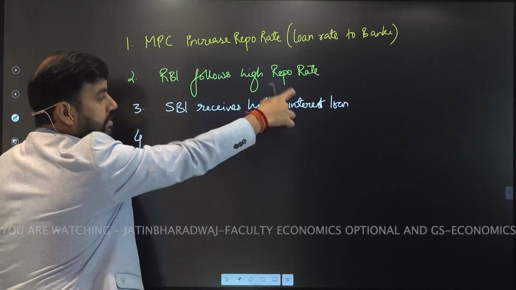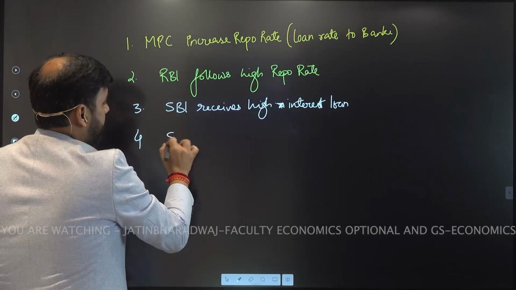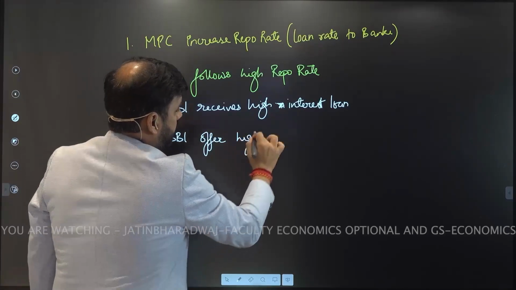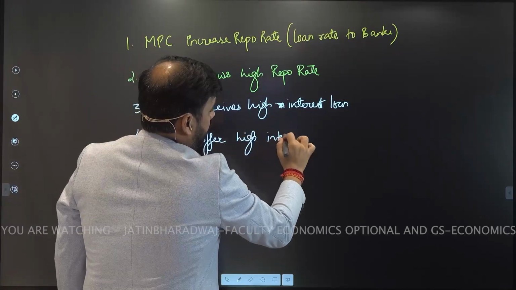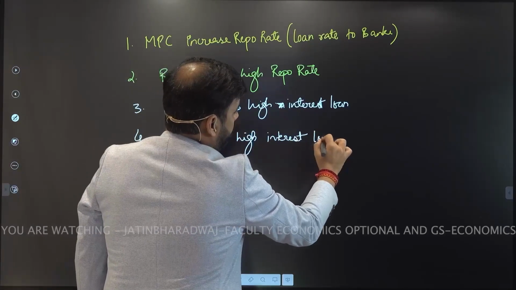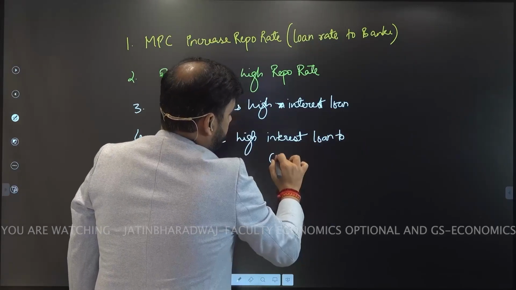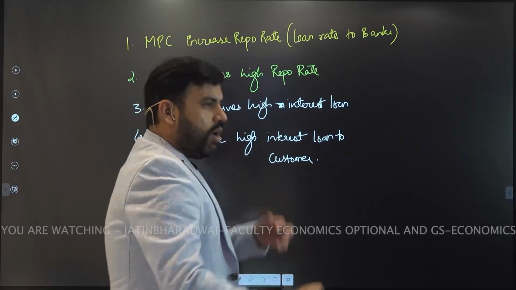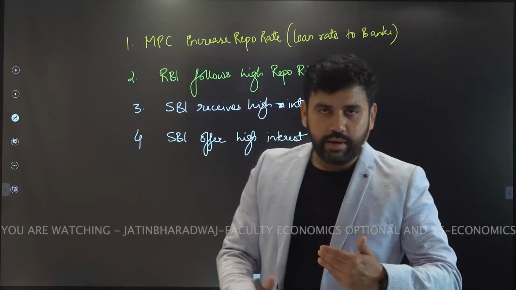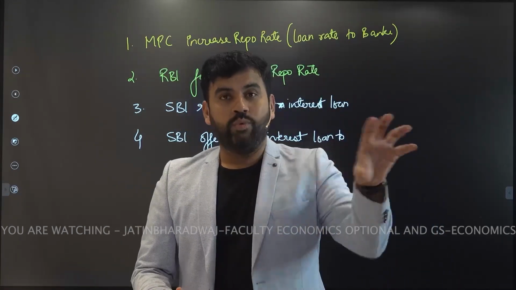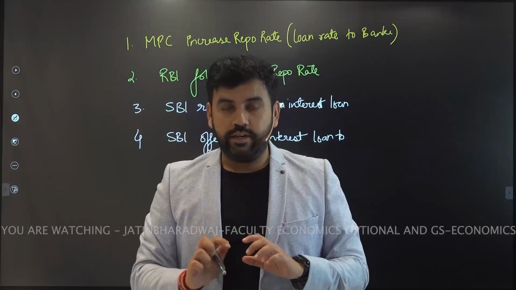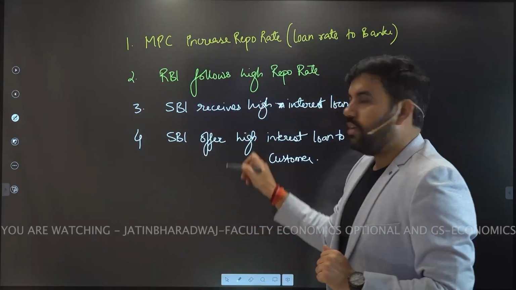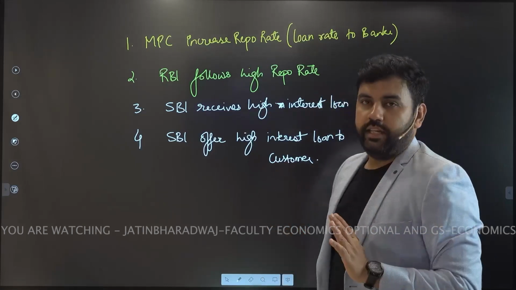When SBI receives a high interest loan, SBI offers a high interest loan to the customer. That's it. Now, how it is being done, how they determine their specific policy rate, how the home loan is determined, how the car loan is determined, we are going to look at that in the coming classes. So this is how the entire monetary policy transmission takes place.